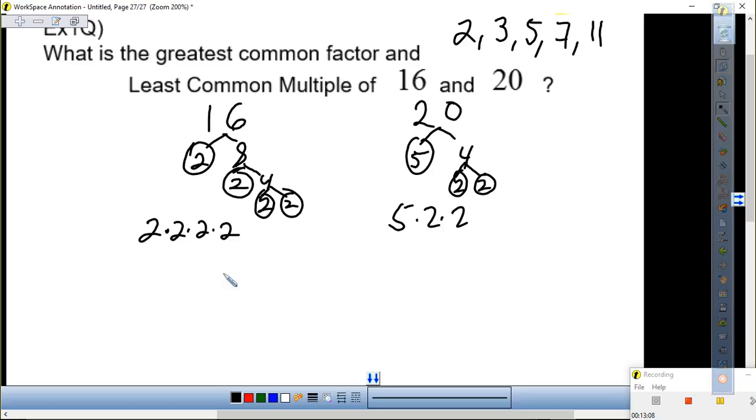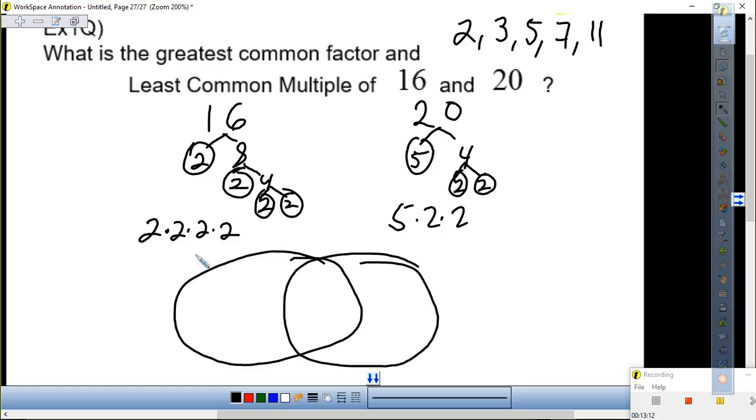Let's get our Venn diagram going. This one corresponds to 16, this one to 20. What factors do both have in common? 2 times 2, that goes in the center. So my GCF is what? 4, very good. Because it's only 2 times 2, right?